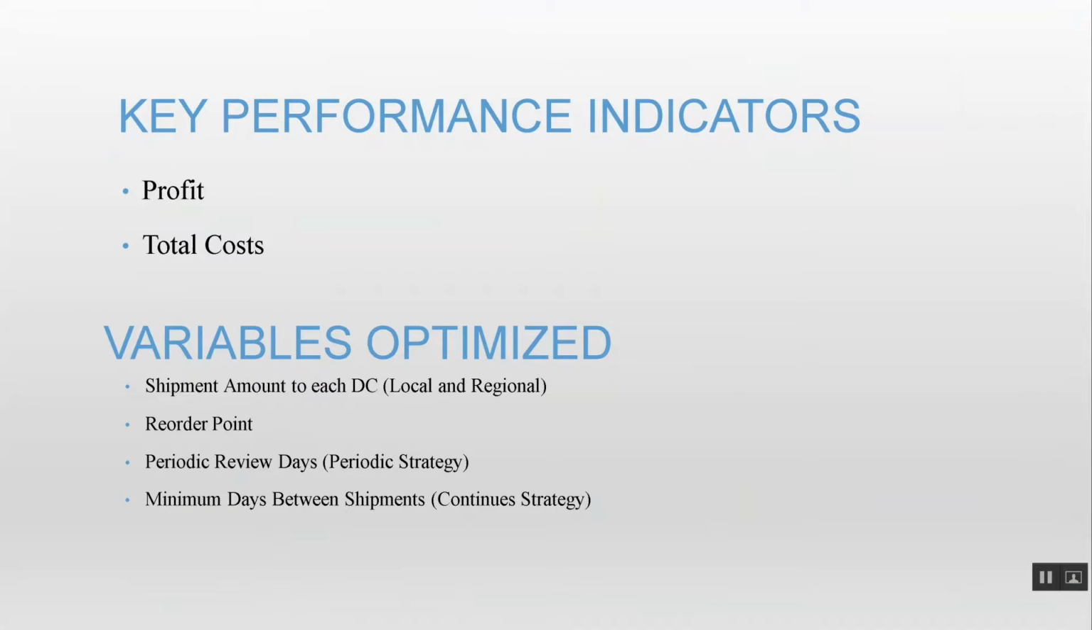Our recommendations are solely based off maximizing profit. We have included total cost in case this should be considered in the future. The controls in our experiments are the shipment amount to each distribution center, local and regional, reorder point for all distribution centers, periodic review days, and minimum days between shipments.